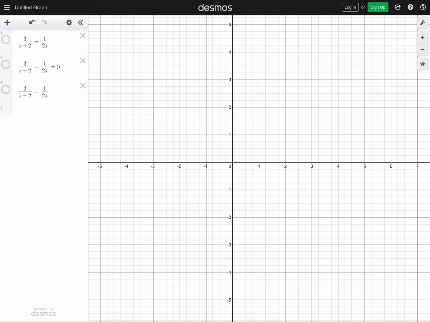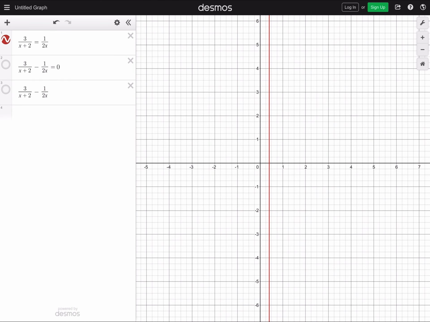All right. So whenever you pick up a problem from a textbook, please take a look at the first line on the left hand side of the screen. So the first line, do you see that? The first line, I have 3 over x plus 2 equals 1 over 2x. I want you to graph these equations on Desmos and then find out the solution, which is what x equals to.